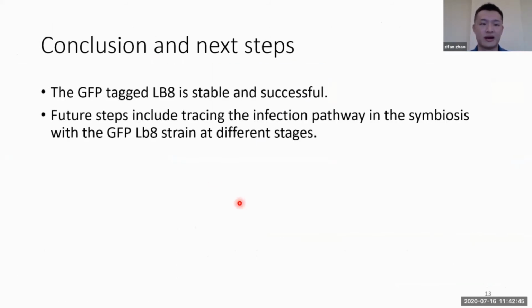So my conclusion here is the GFP-tagged Lb8 is stable and successful. And my future step is to trace the infection pathway in the symbiosis with the GFP strain at different time points, like 2 days, 4 days, and 6 days after inoculation, which is kind of early. At those stages, the nodules are still not visible, and we want to trace how they look in the early stage of the crack entry.